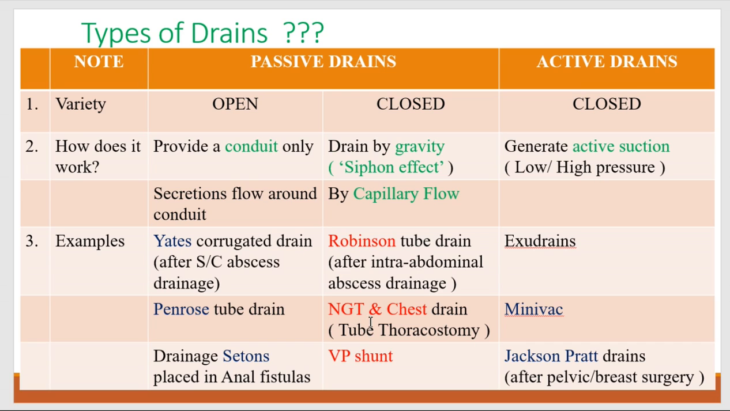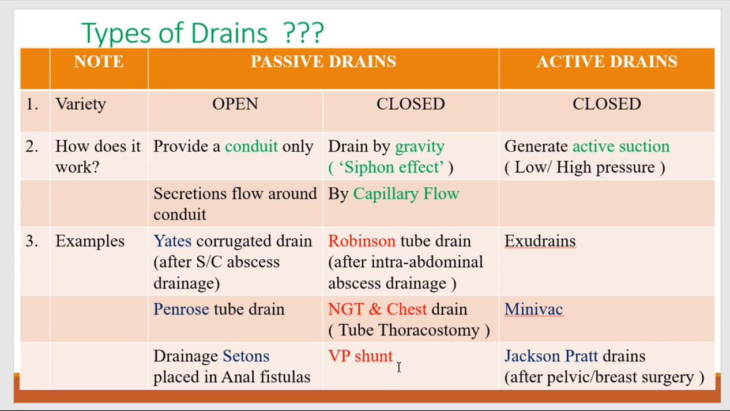The various nasogastric tubes for drainage of the stomach. You must have seen the nasogastric tube, commonly known as Ryle's tube, one example of a nasogastric tube. It is usually connected with a closed bag. The chest drain, the intercostal drainage tube, is usually connected with an underwater seal, a closed bag, known as tube thoracostomy. These two are again examples of closed passive drains.